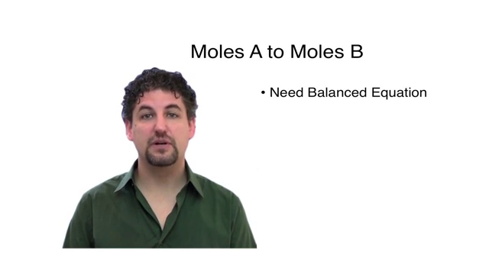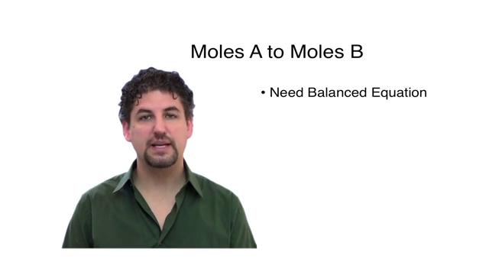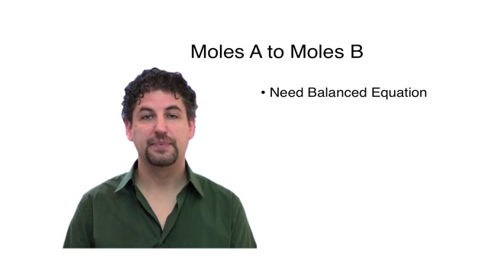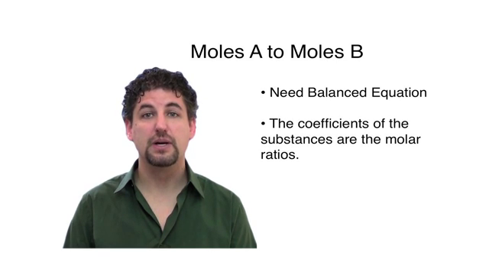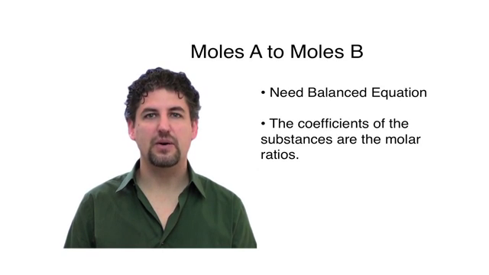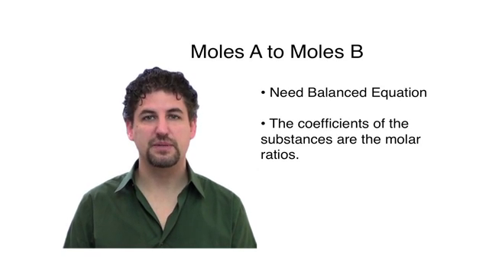The next step just involves looking at the coefficients of the substances that are involved. Don't worry if there are more than two substances in the problem. There probably will be, but you really only need to focus on the two that the problem calls for. Those coefficients are the molar ratios, and those are very important because the molar ratios tell you how the proportions work. Kind of like when you're making a cake and you need to know how many cups of flour to how many cups of sugar. That kind of proportion is what I'm talking about. Those are the molar ratios.